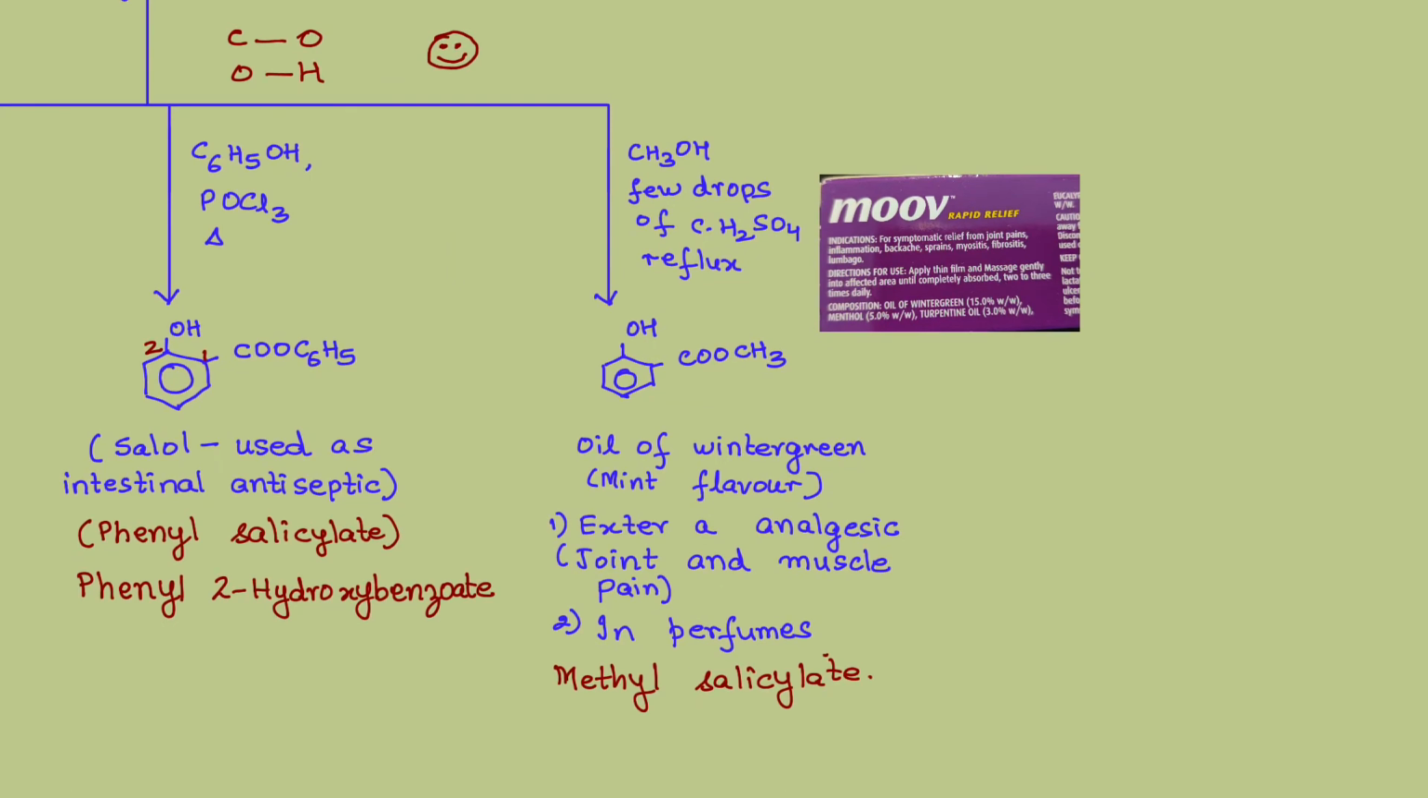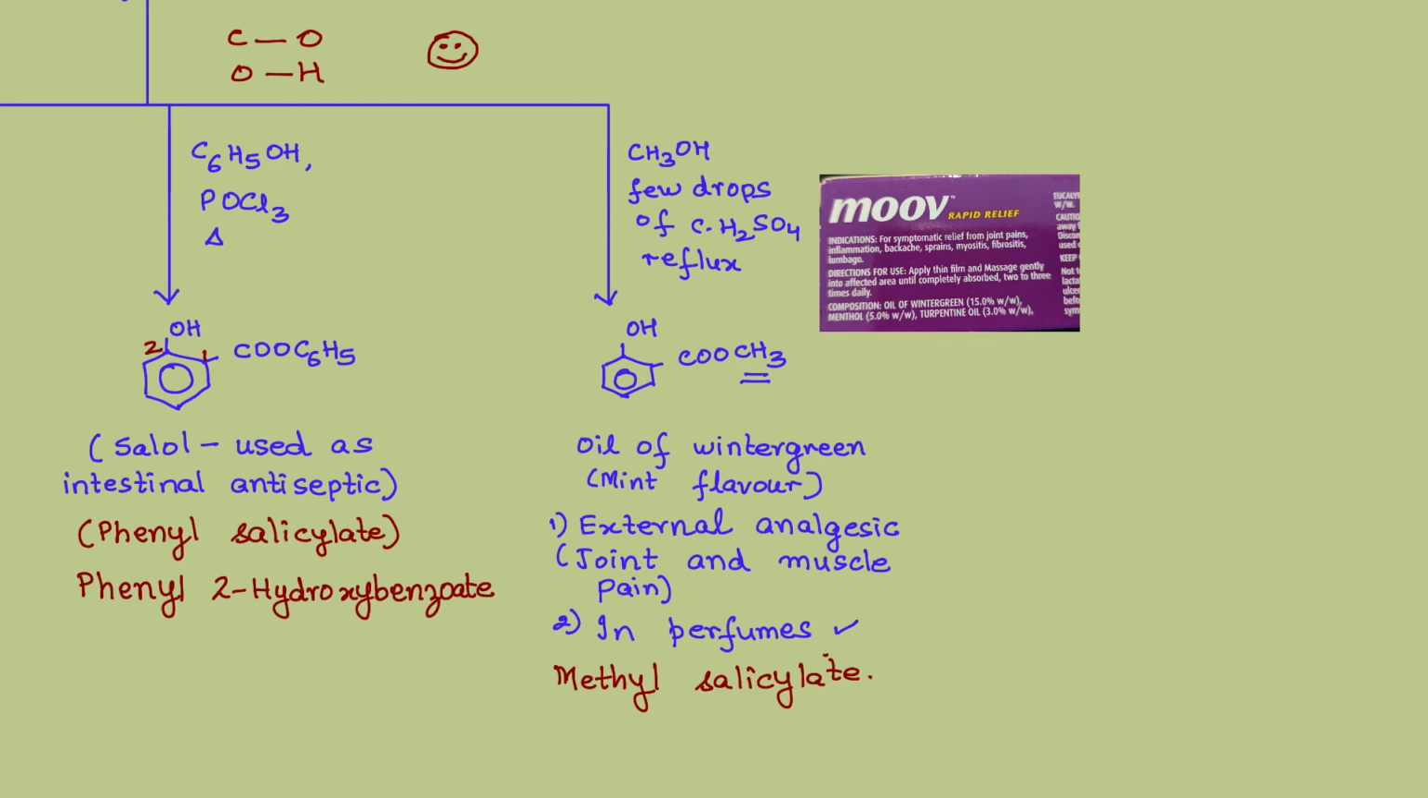So this oil of wintergreen is a part of analgesics, that means which help in relieving the joint and muscle pain. What have I written over here? I think I've missed out some words, letters. Yes, so it's an external analgesic. It is also used in the perfume industry. That is, the name is methyl derivative of salicylic acid.